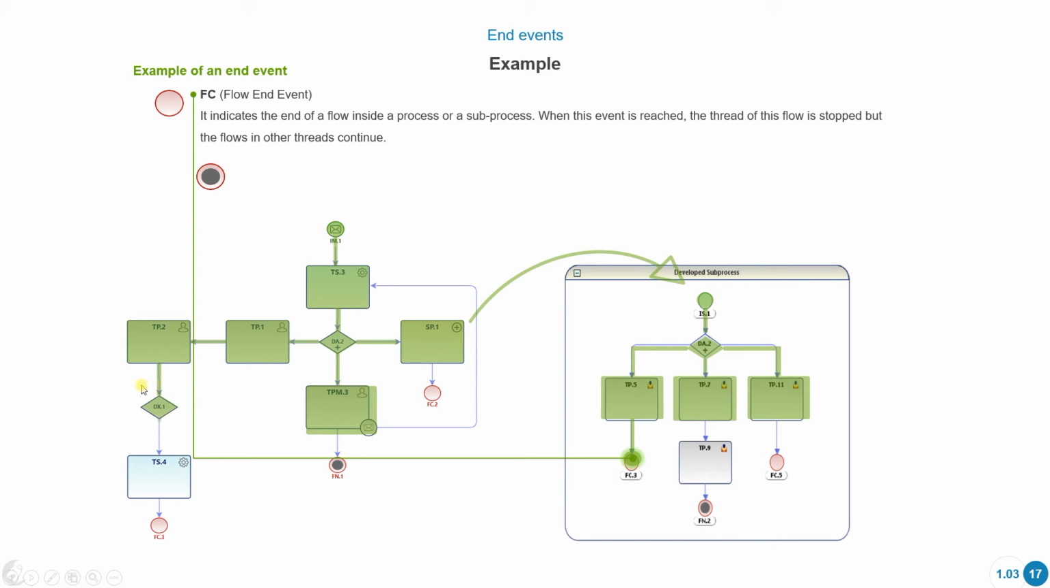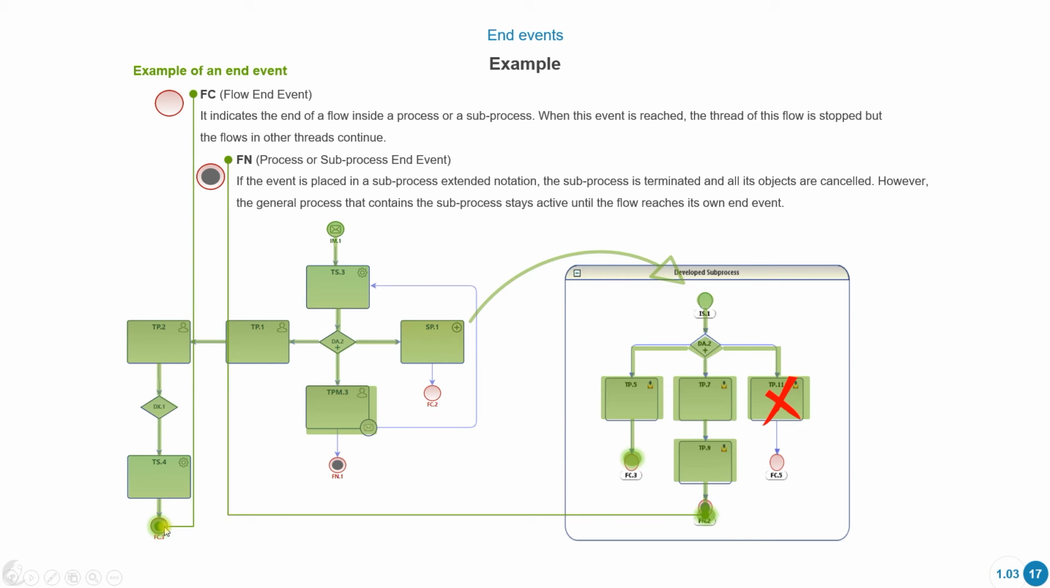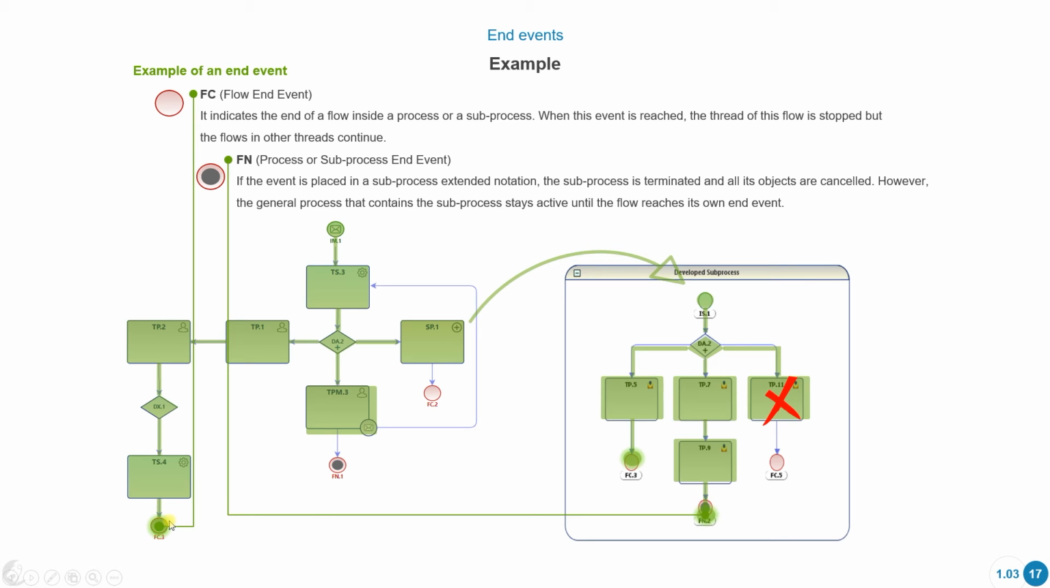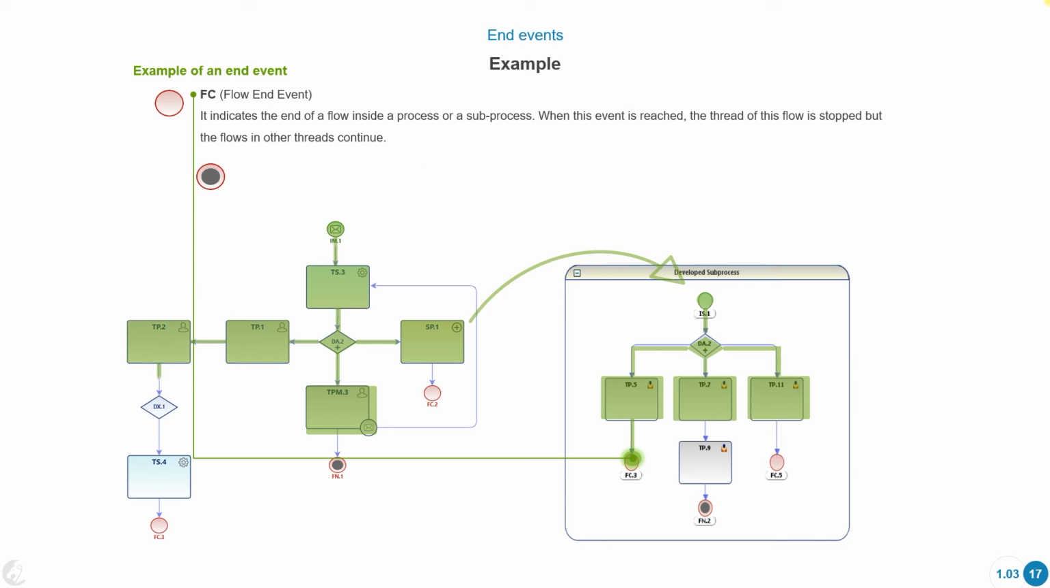But then here we have another task, reaches this gateway, it goes through this other system task, and the flow arrives at this FC object. So what's going to happen? Nothing. The process isn't going to end because we just reached an FC. But over here, we're going to see this other scenario.